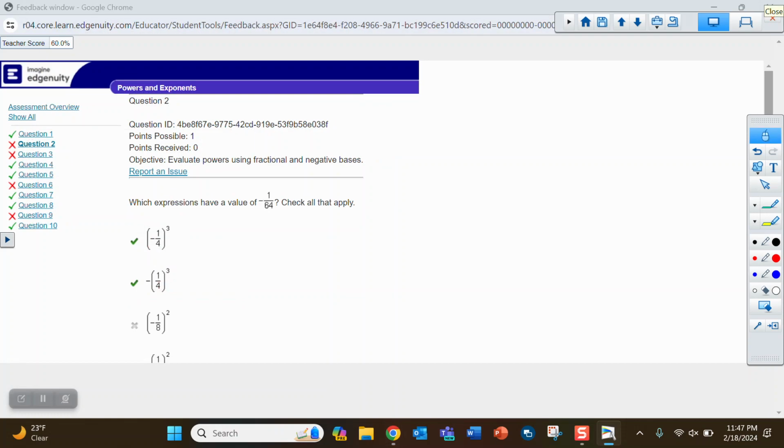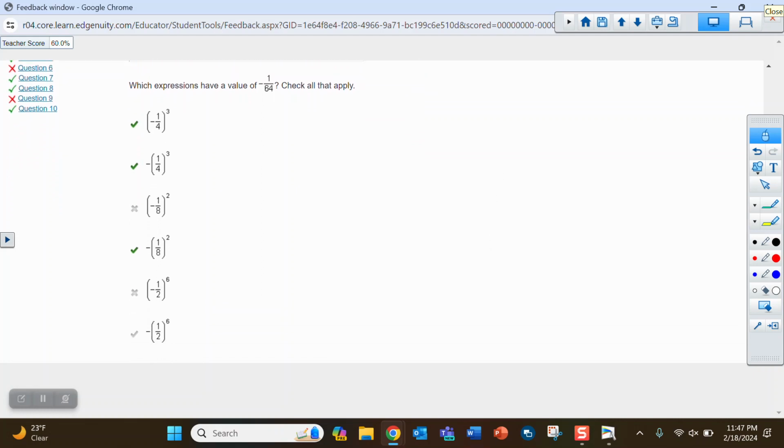Here's your second attempt. The first question asks, which expressions have a value of negative 1 over 64? So we have to be careful here. There's a really big difference, so here's a really good comparison. In the fifth choice, we have negative 1/2 being raised to the 6th power. There's a negative number being raised to an even power, and we're going to get a positive answer. You would actually get positive 1 over 64.